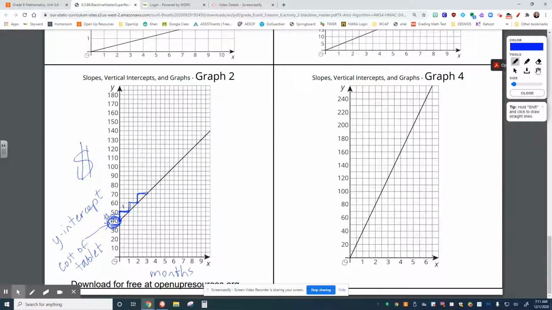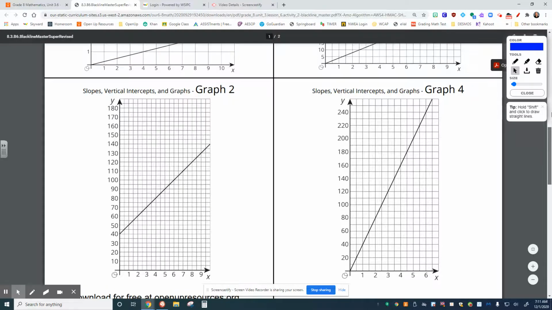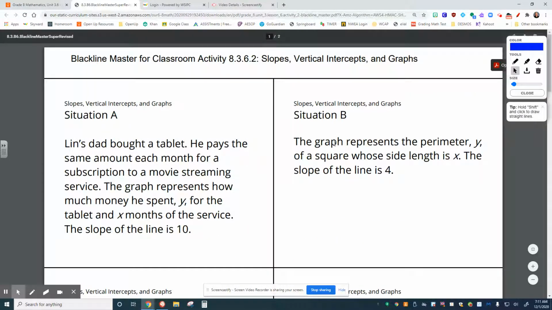Let's go ahead and look at another situation, and then we'll be done with this section and you can do the rest of it. Situation B, the graph represents the perimeter. So this is a certain distance around any figure, the perimeter y of a square. That's an important piece of information, whose side length is x. The slope is 4.